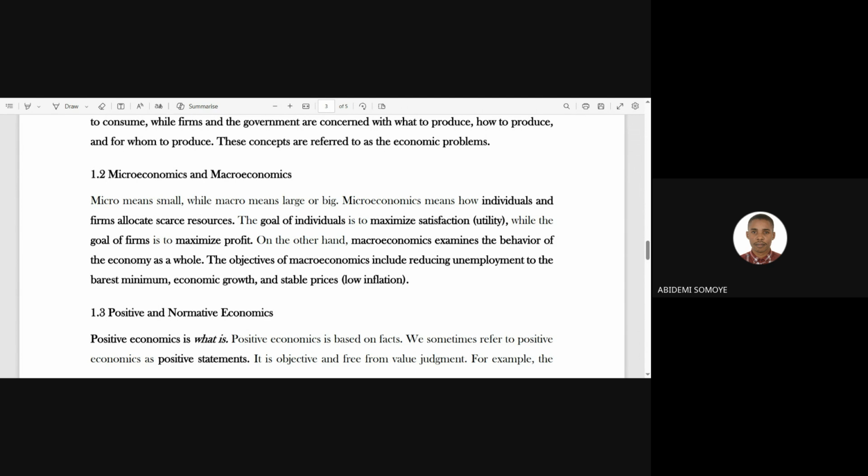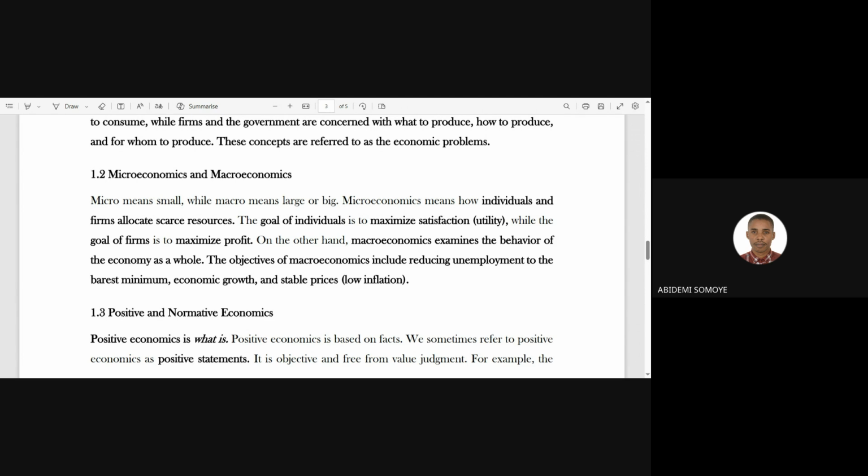So what is the goal of the individual? The goal of the individual is to maximize his own satisfaction, meaning that everything he spends his money on, he wants to feel satisfied. He needs to have that element of utility. He needs to say, oh, I have value for my money. That's what it means when you say the goal of individuals is to maximize satisfaction. What is the goal of the firm? The goal of firms is to maximize profit.